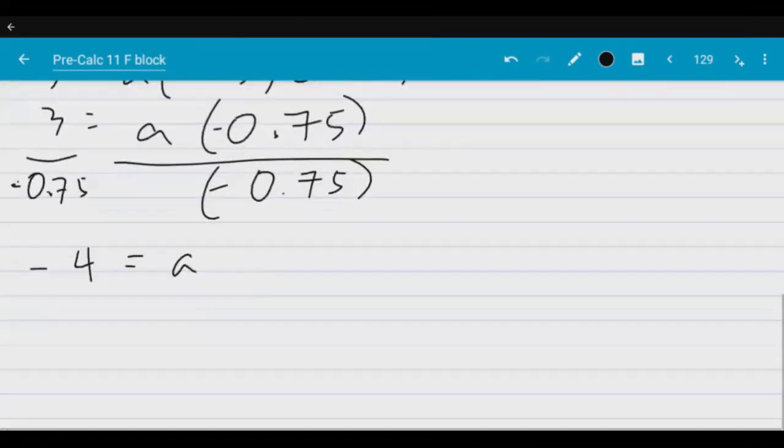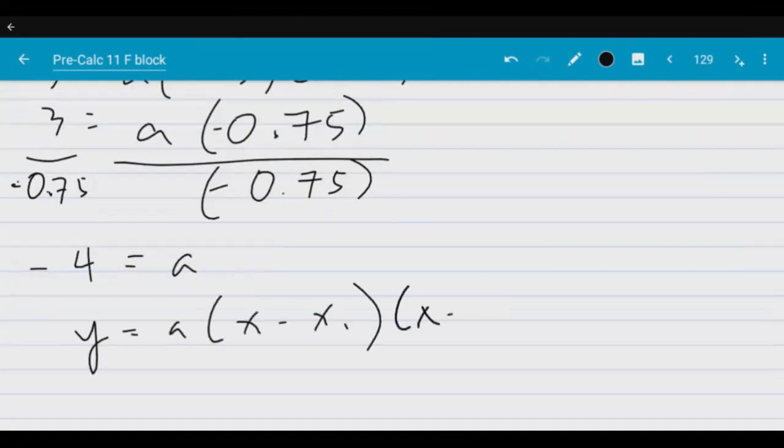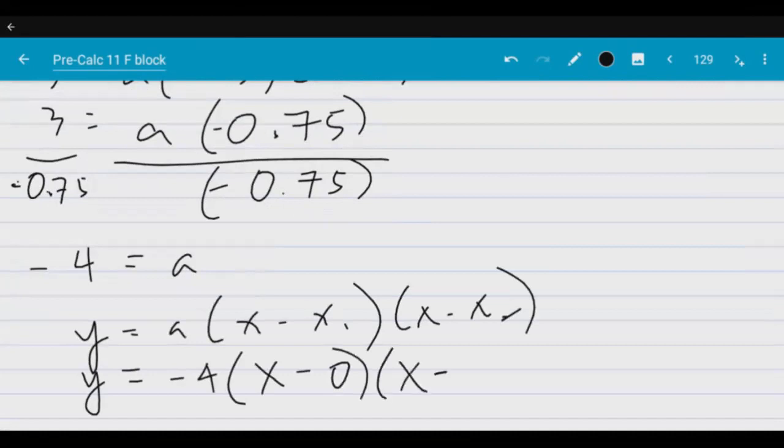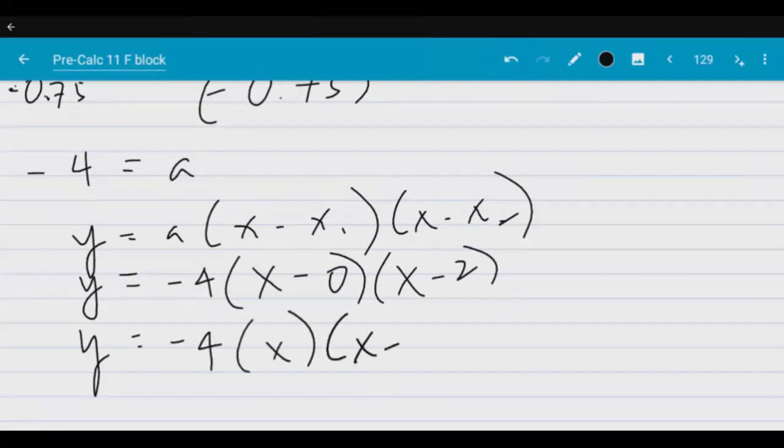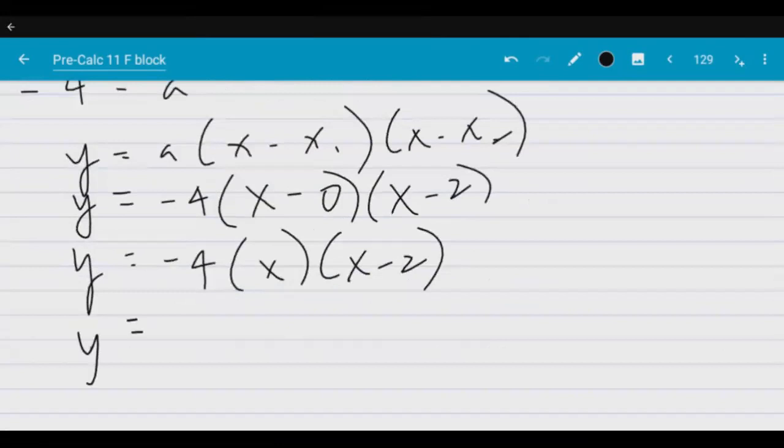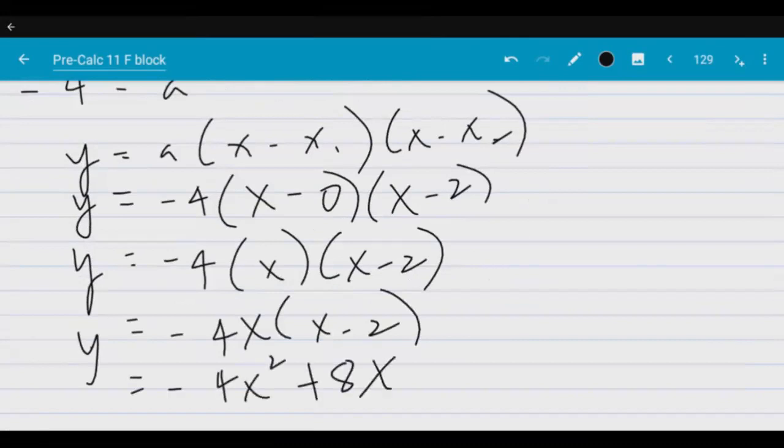What do we do with this? We plug it back into y equals a times x minus x1 times x minus x2. All right. So y is equal to negative 4 times x minus, what is x1? 0. What is x2? 2. And then we simplify. y equals negative 4 times x minus 2. Or just y is equal to negative 4x times x minus 2, or just negative 4x squared plus 8x. And there's your equation, okay?